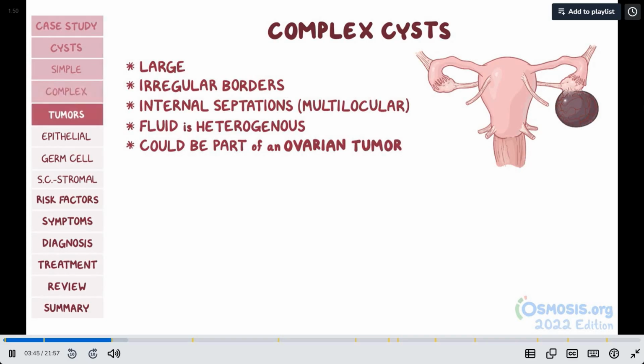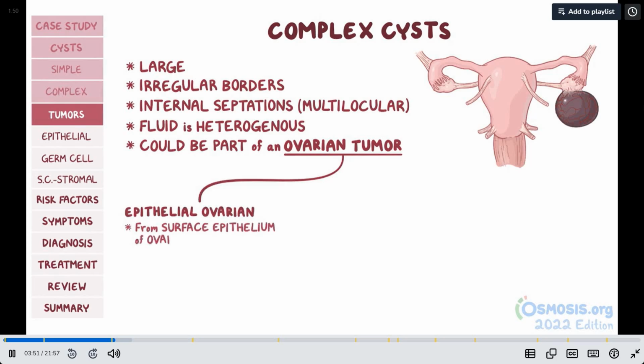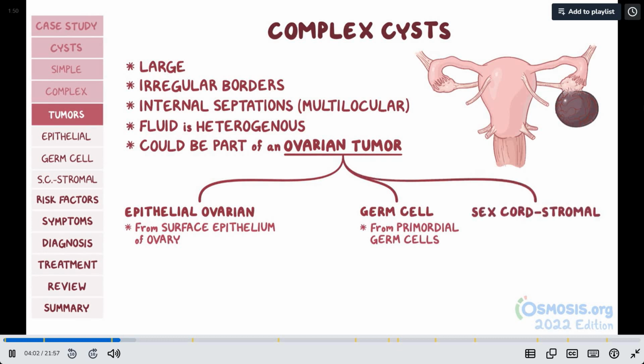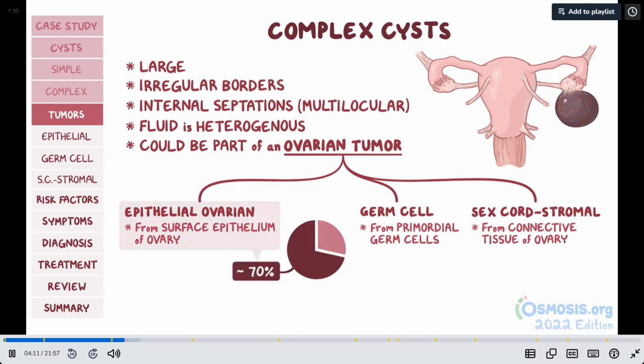Speaking of ovarian tumors, they can be divided into 3 categories: epithelial ovarian tumors, which derive from the surface epithelium of the ovary, germ cell tumors, which derive from primordial germ cells, which are the cells that give rise to all other tissues and organs, and sex cord stromal tumors, which derive from sex cord stromal cells that originate from the connective tissue of the ovary. For your exams, remember that epithelial tumors account for over 70% of all ovarian tumors. The other 30% comes from germ cell and sex cord stromal tumors.